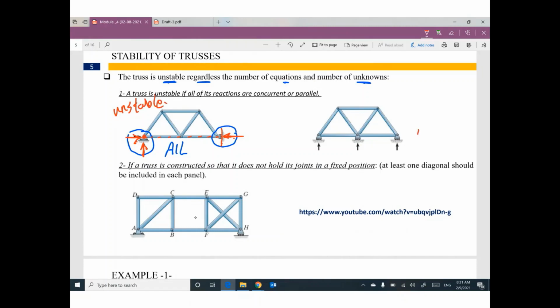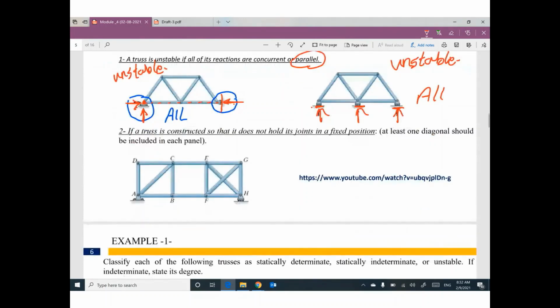If all of the reactions are parallel, we have roller, roller, roller, so we have one reaction, one reaction, one reaction. All of these reactions are parallel. This truss is unstable, regardless of how many equations and how many unknowns.